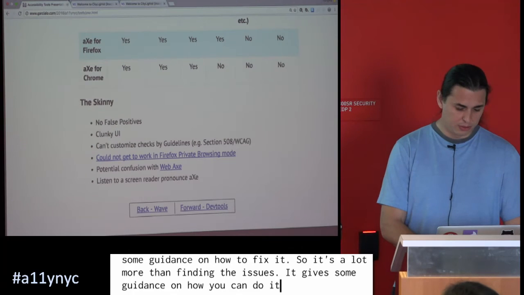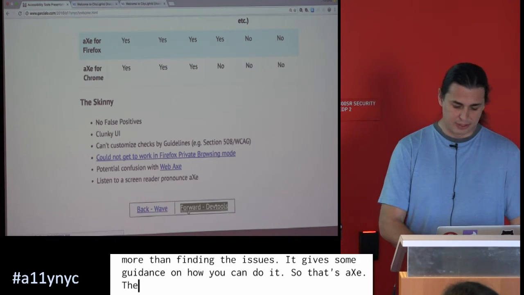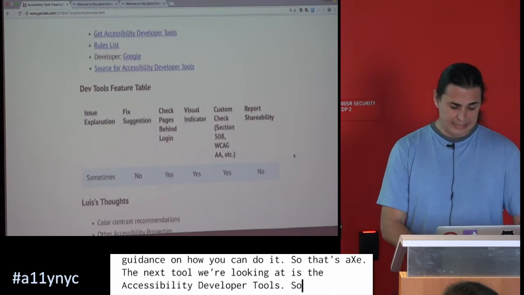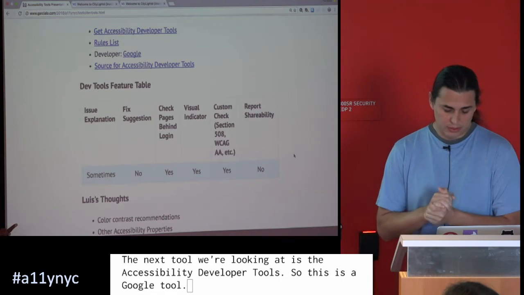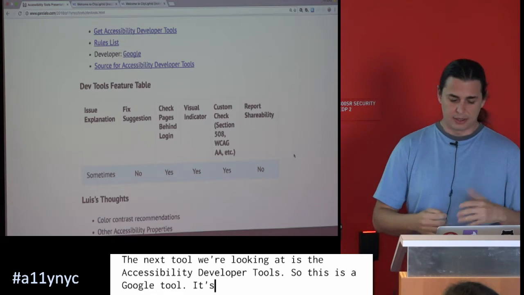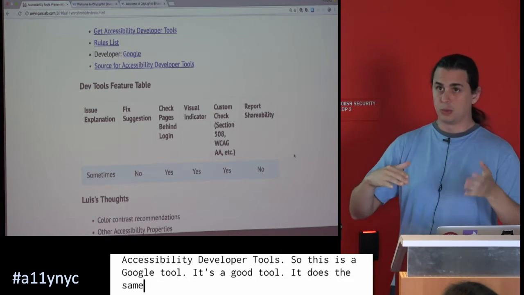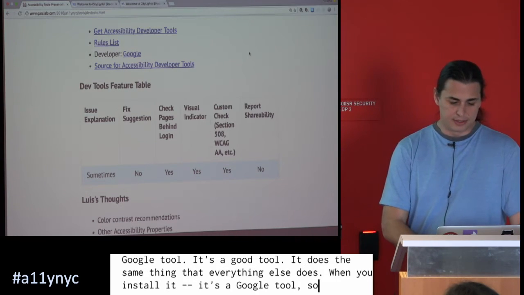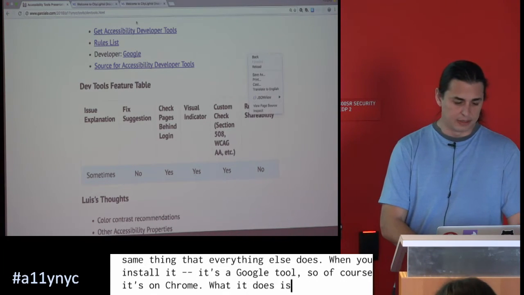The next tool we're looking at is the Accessibility Developer Tools. So this is a Google tool, and it's a good tool. It does the same thing that everything else does. When you install it, it's a Google tool, so of course it's on Chrome. What it does, similar to Axe, oh, not this page.